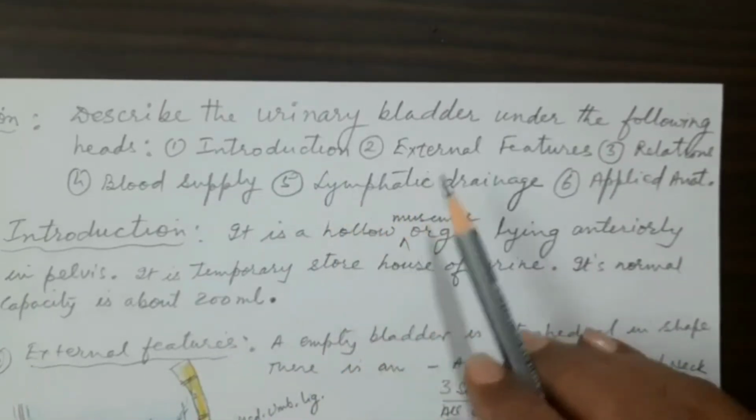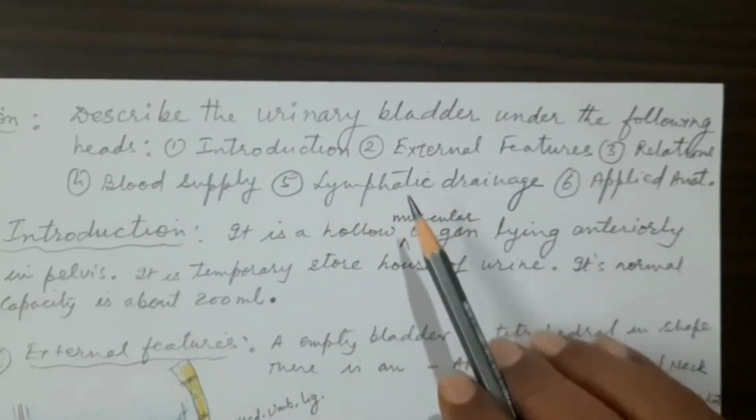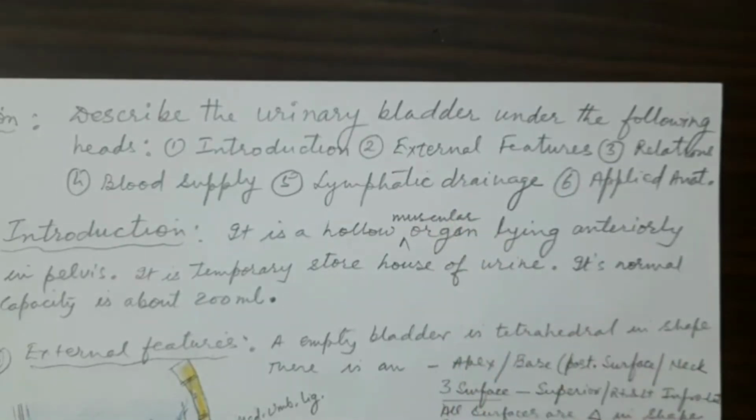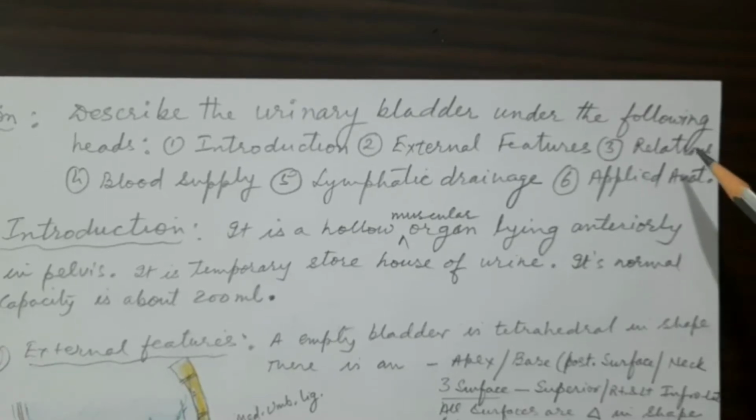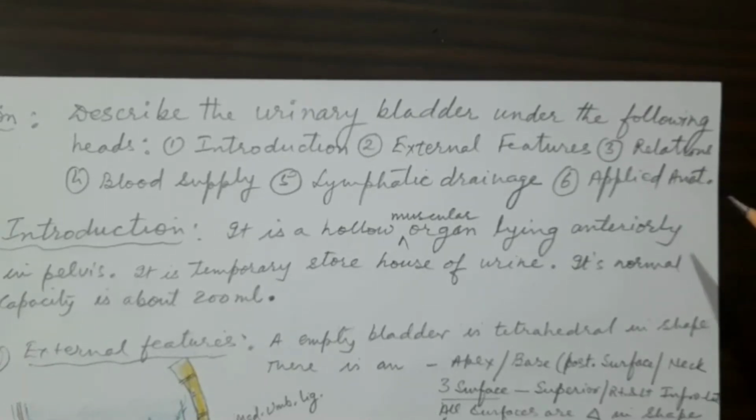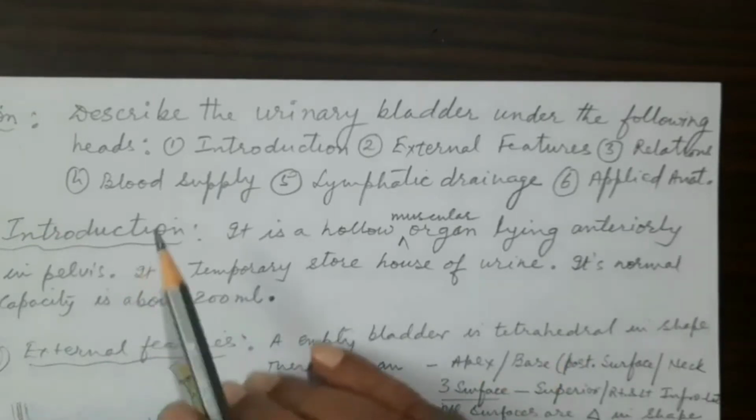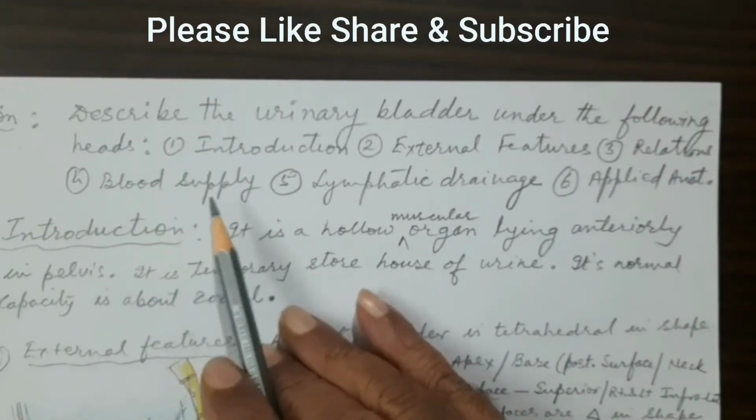Okay, with some functions of it we will just deal, and then the external features. We will just learn about its borders and surfaces in the external features, and we will learn about its relation with the peritoneum. Then the third point is the relations. So we will learn about which viscera are related in front, behind, superiorly and inferiorly with the urinary bladder.